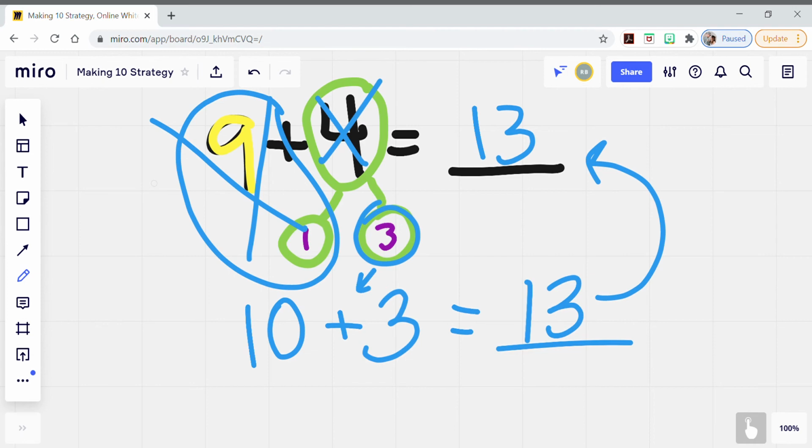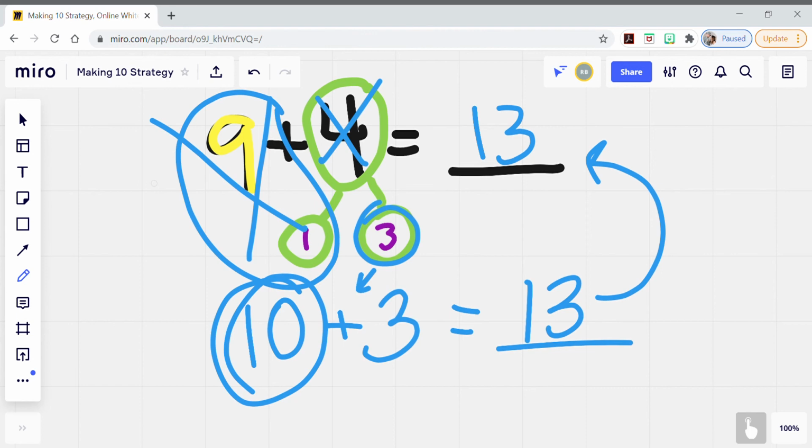And 9 plus 4 is the same as 10 plus 3. We've got to make sure that the kids know that. The 9 plus 4 is the same as 10 plus 3. We've just gotten to a number that's a lot easier to add, which is 10.